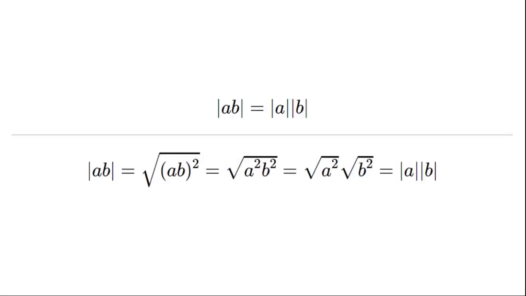So now we're going to prove that the absolute value of a times b is equal to the absolute value of a times the absolute value of b. The absolute value of a times b can be rewritten as the square root of (ab) squared, which is equal to the square root of a squared b squared. You can distribute the square, and then we can distribute the square root to get the square root of a squared times the square root of b squared. And then, again, that can be rewritten as the absolute value of a times the absolute value of b.